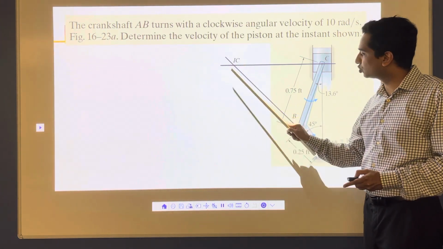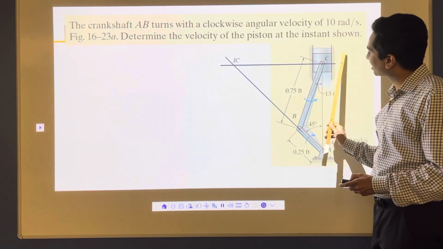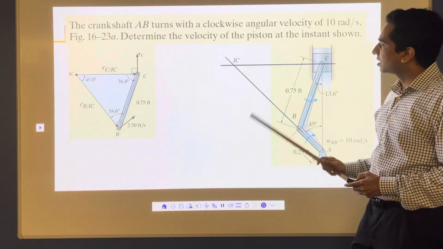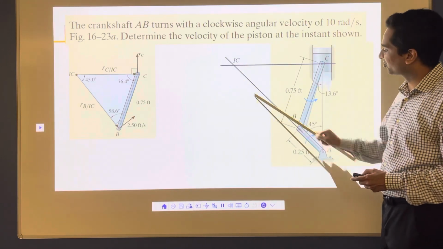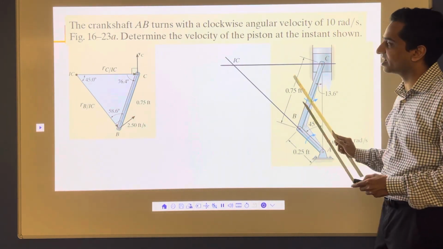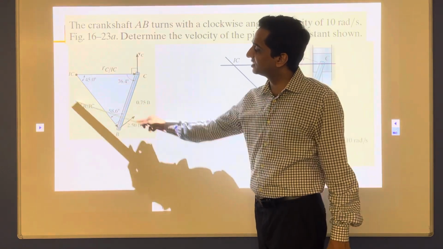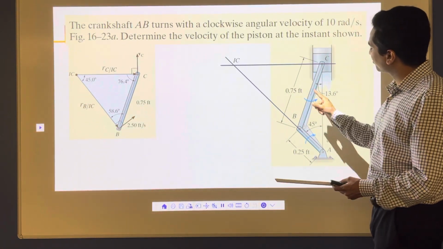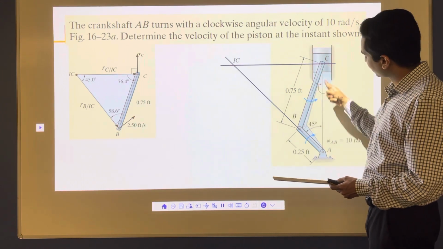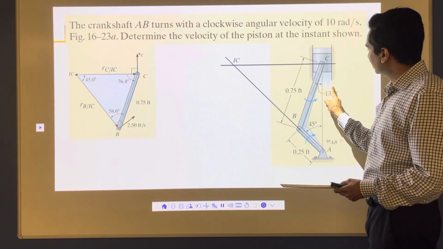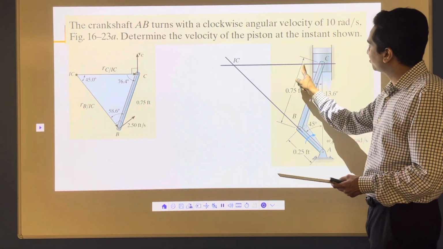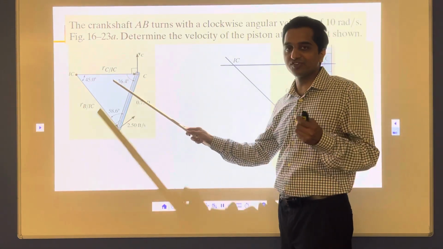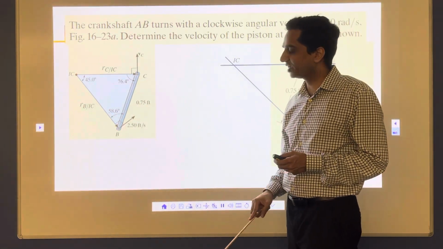Once I have that, I should be able to find the velocities, and I should be able to find the velocity of piston C. So I'm going to draw a free body diagram for this link BC, and if I do that, I get this part here. Now here what I see is that this is a right angle triangle. If I consider this part, this is a right angle, and this is 13.6 degrees. It means this angle should be 90 minus 13.6, which is 76.4 degrees.